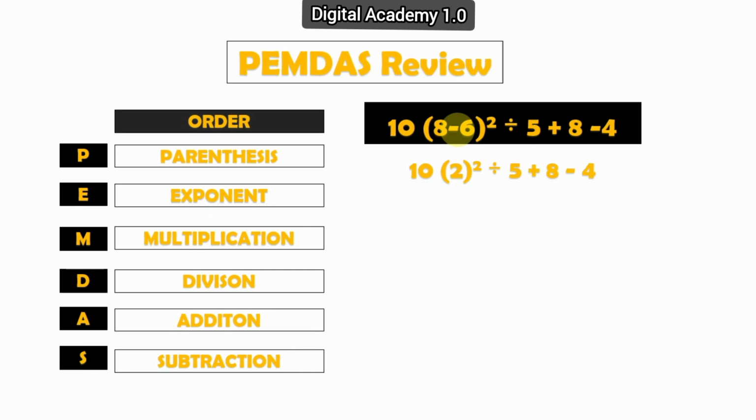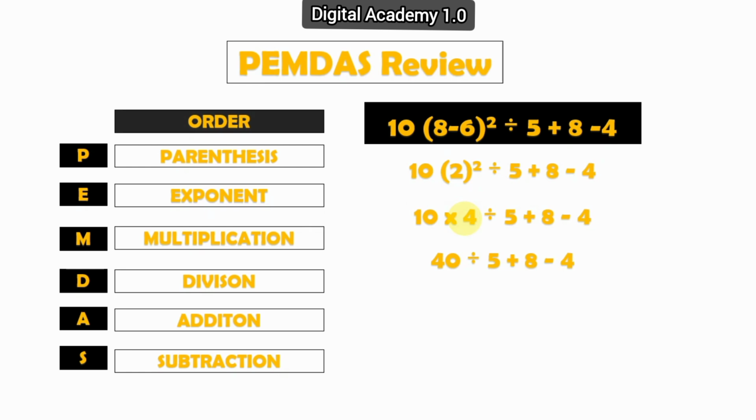Step 2. Evaluate the exponent. 2 squared equals 4. We get 10 times 4 divided by 5 plus 8 minus 4. Step 3. Multiply 10 by 4. 10 times 4 equals 40. We get 40 divided by 5 plus 8 minus 4.